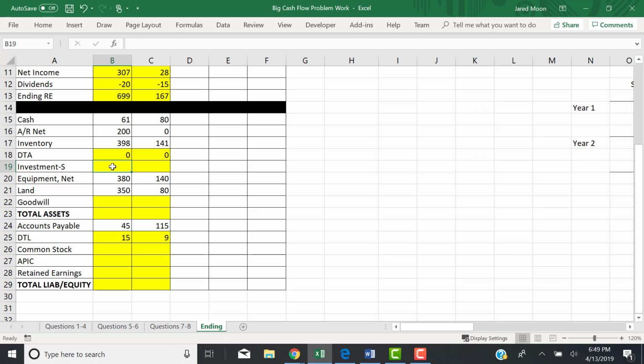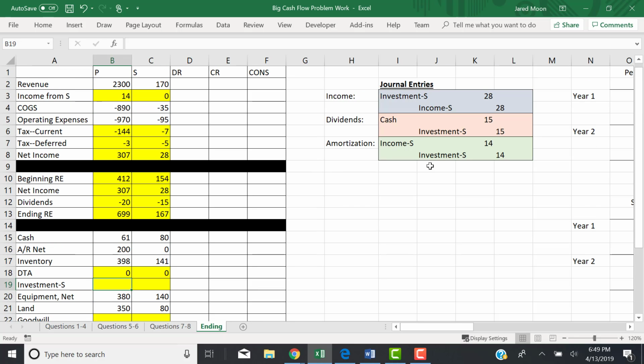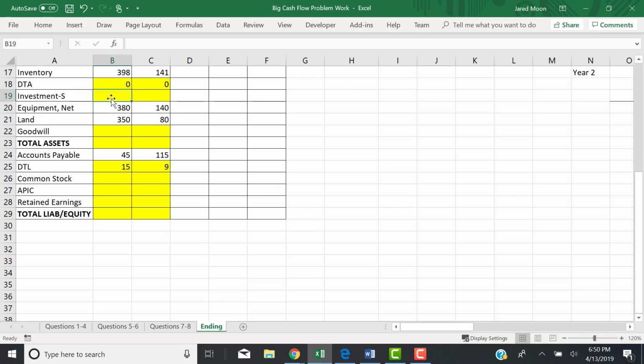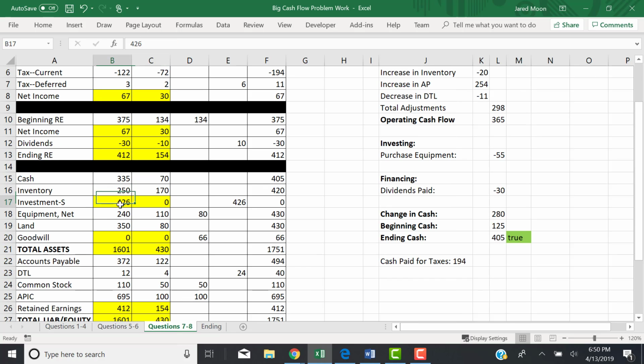And then investment in S, what happened to it? Well, it was 426. And what did we do to change it? We increased it by 28, and we decreased it by 15, and we decreased it by 14. So we increased 28 and decreased 29. So it's going to go to 425. Started at 426, remember, right over here, 426.